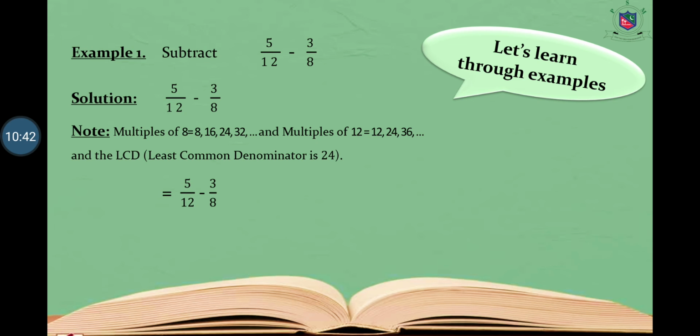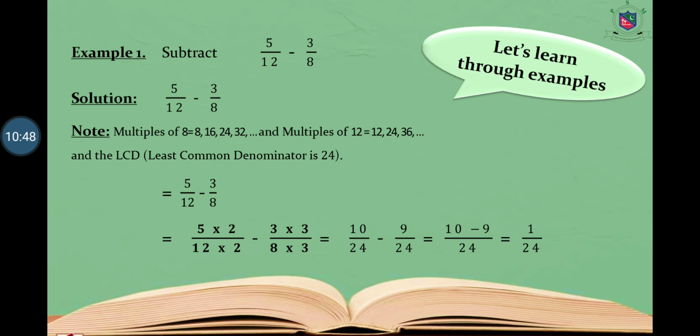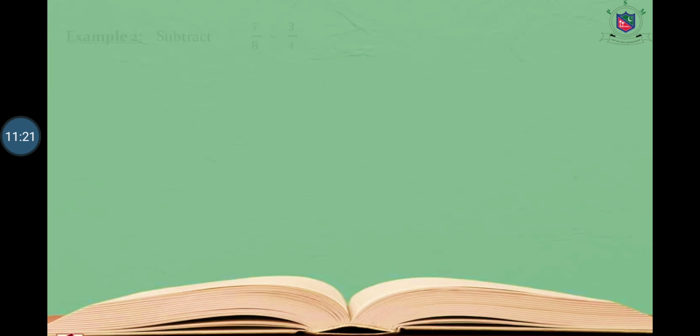Dear students, if we multiply the first fraction by 2, we can get 24, and if we multiply the numerator and denominator of the second fraction by 3, we get 24 as the denominator. So, after making the same denominator, we get the fractions as 10 by 24 minus 9 by 24. So, in the next step, we need to subtract the numerators and write the answer over the same denominator.